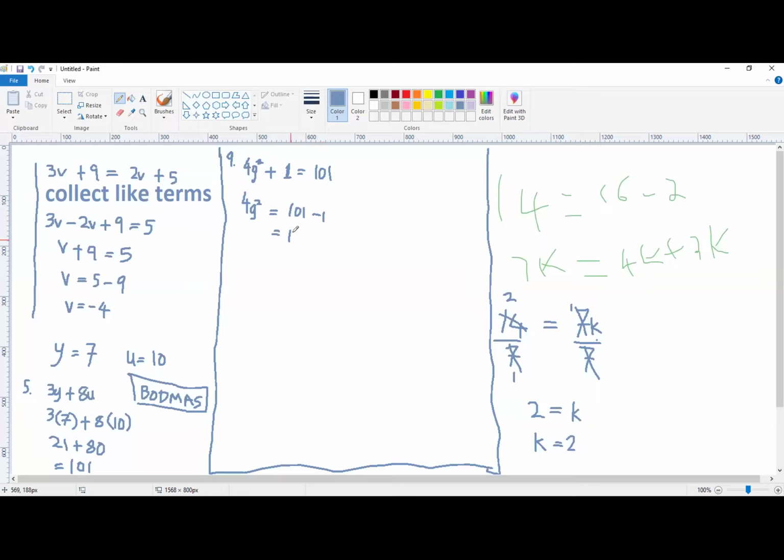Okay, so now let me ask you, what do you think is going to happen next? We have 100 on this side. We have 4g squared on this side. Remember, we're looking for the value of g. So what should we do next?